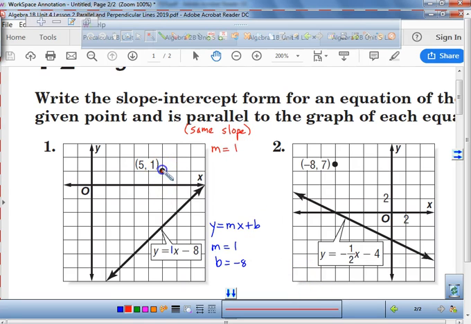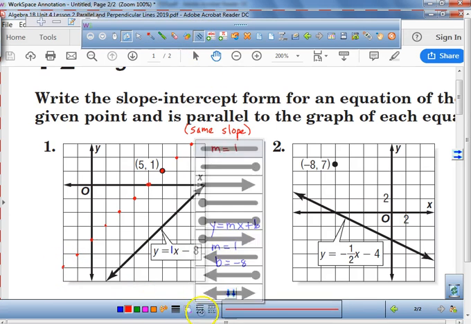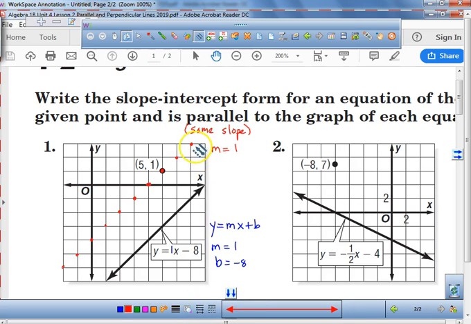So right here, what I'd like to do on your paper is go up one, over one, up one, over one. Follow that pattern. Just follow the pattern on your paper. Plot all of these points right here, and then I would like you to simply draw the line that goes through all of those points.